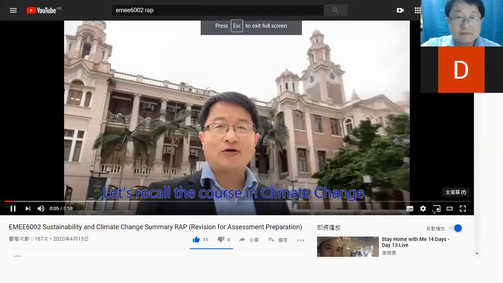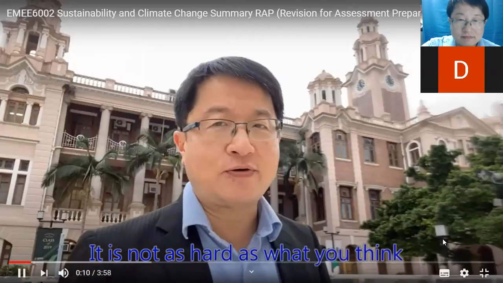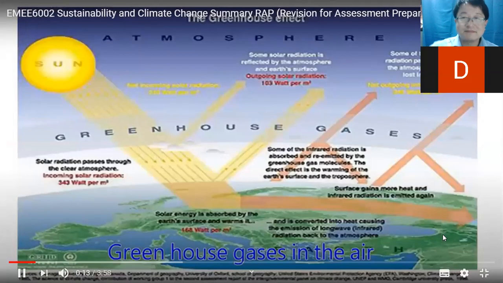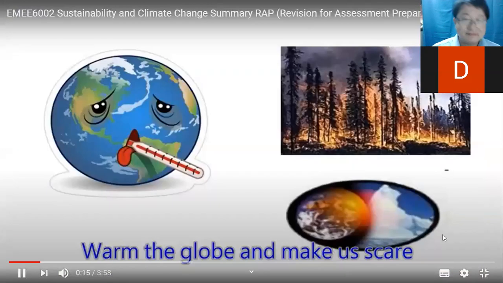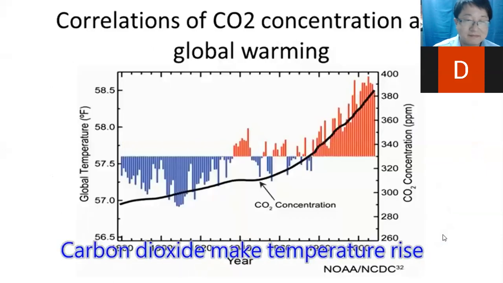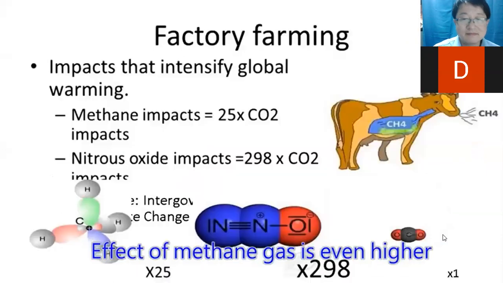Let's recall the course in climate change. It's not as difficult as what you think. Greenhouse gases in the air warm the ground and make us scared. Carbon dioxide makes the temperature rise. The effect of greenhouse gas is even higher.